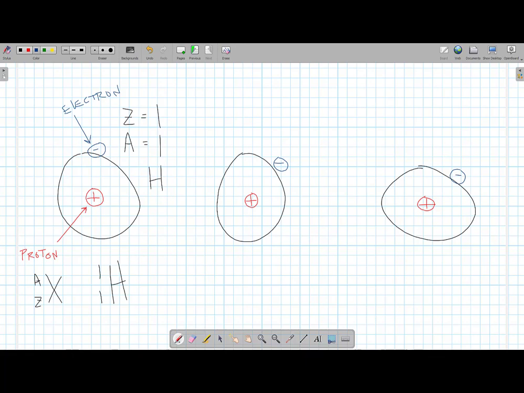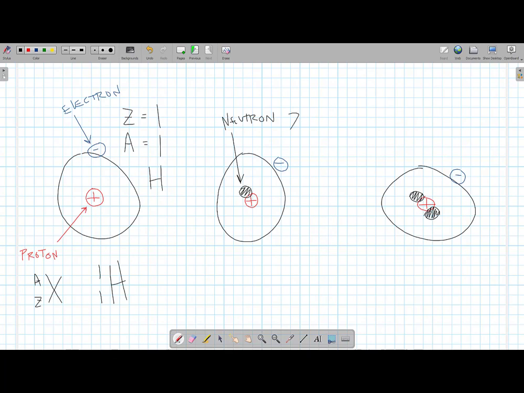So if there's three different types of hydrogen and they don't differ by their number of protons or their number of electrons, then what do they differ by? Their number of neutrons. So let's draw a neutron in here. This is a neutron. Remember, neutrons have about the same mass as a proton, but they're neutral. And so that isotope of hydrogen has one neutron, and this isotope of hydrogen has two neutrons.